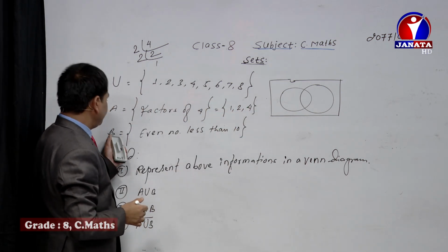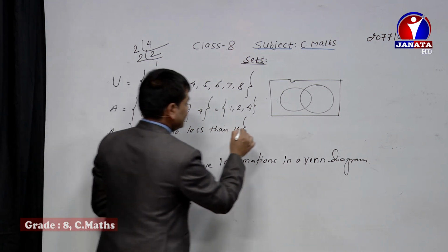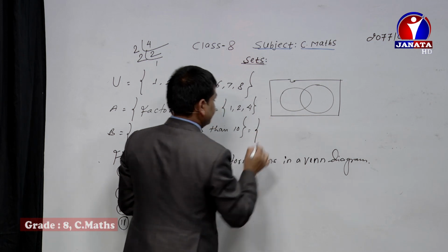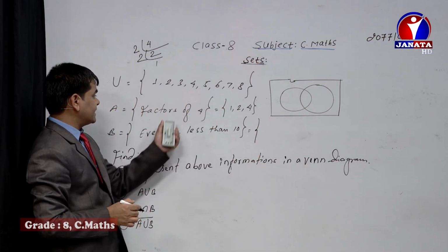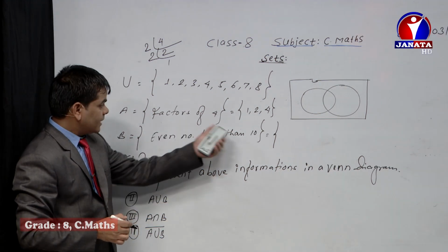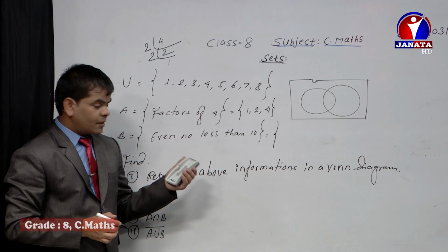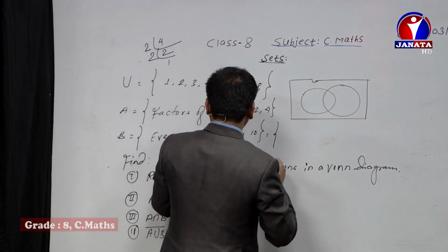Now, in case of B set, even number less than 10. So, in B set, what are the elements? If you want to list them out in the listing method, we are converting those description method information into listing method. Then what will be? Even number less than 10.